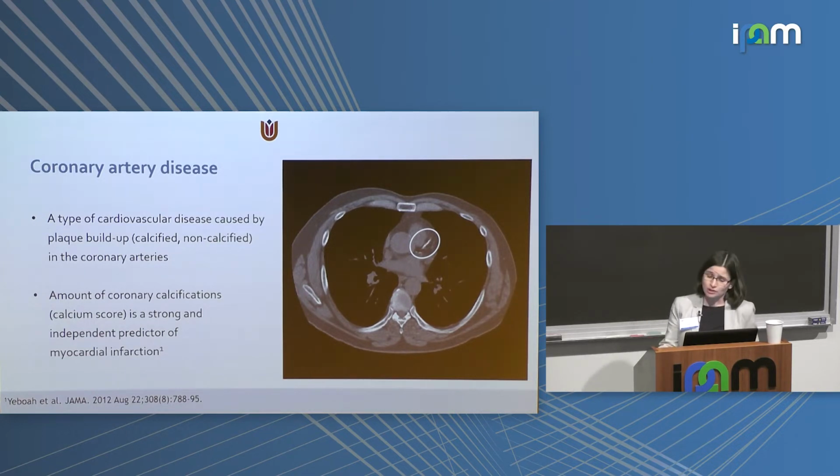Here you see a slice from a CT scan of a chest that is made for visualization of the lungs, but it also shows the heart. Here in white is indicated a bone-like structure in the coronary artery, and that is the coronary calcification.